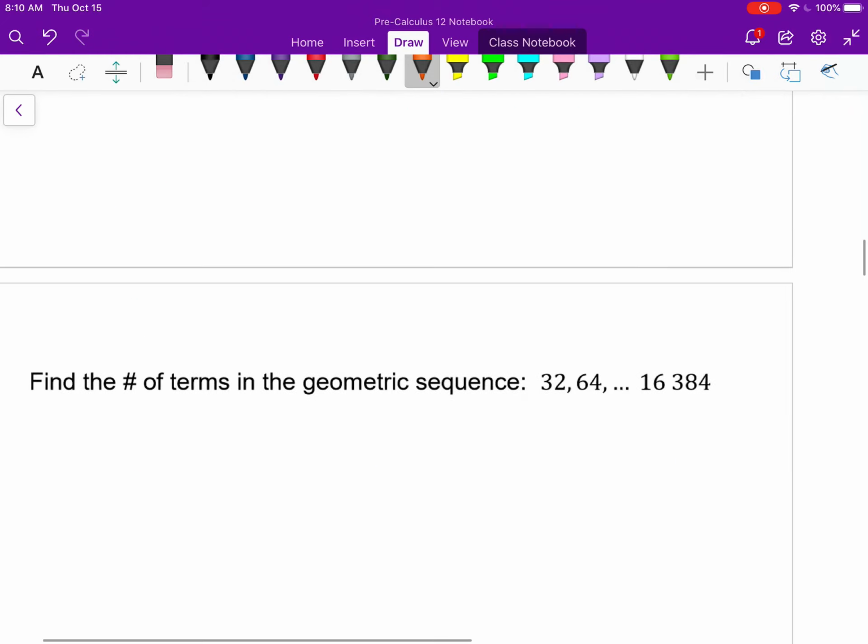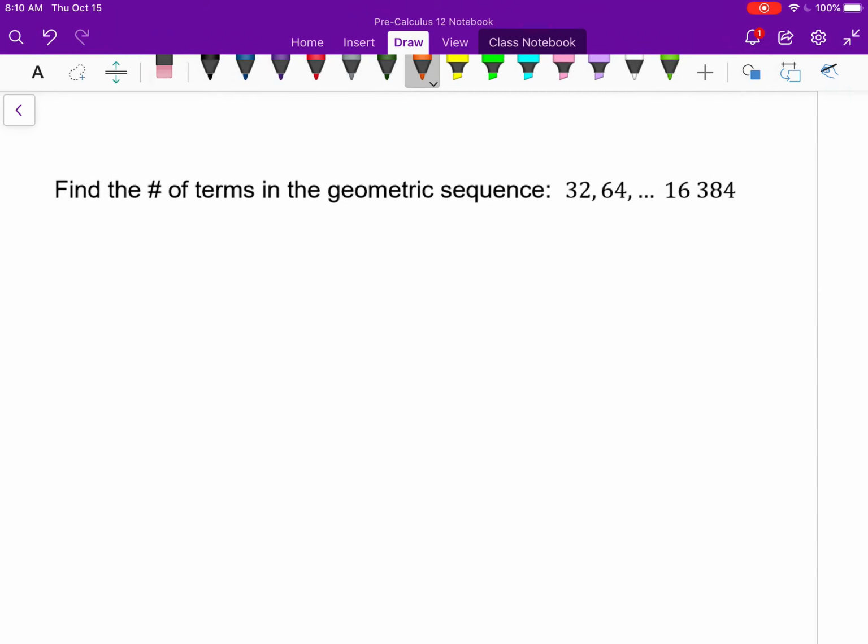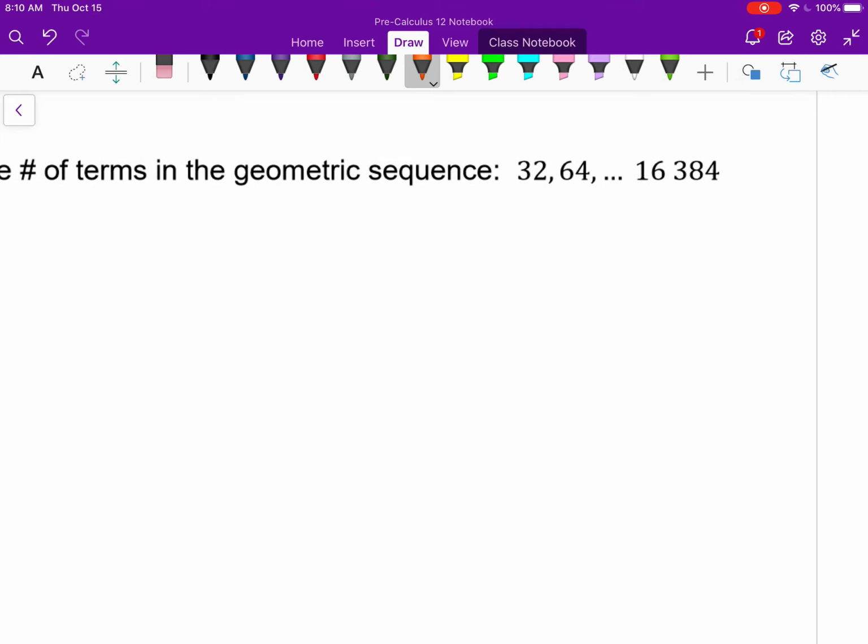All right, let's look at this. Find the number of terms in this geometric sequence. So what do I have here? I have 32, that's my first term. So I'll call it T1.